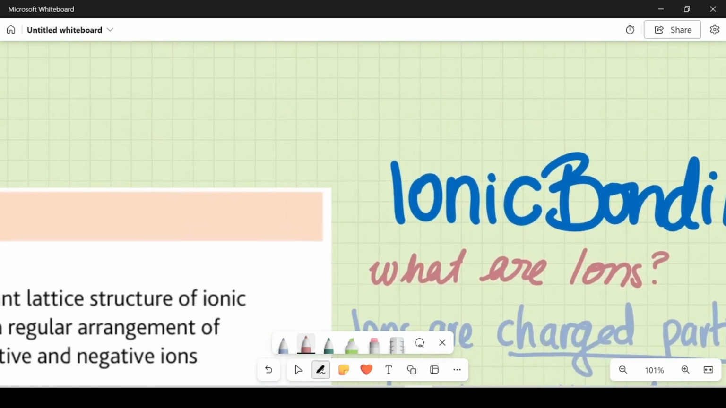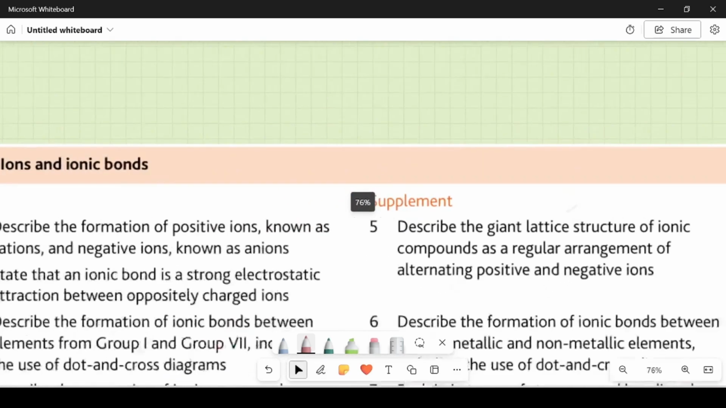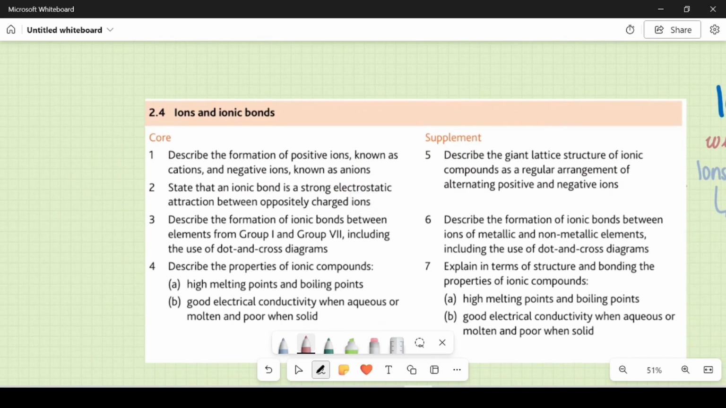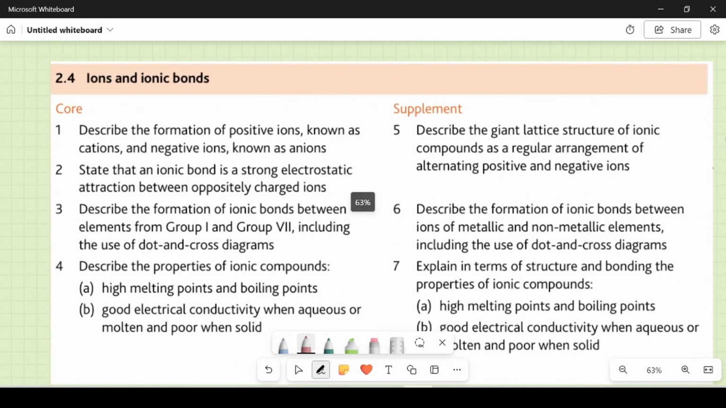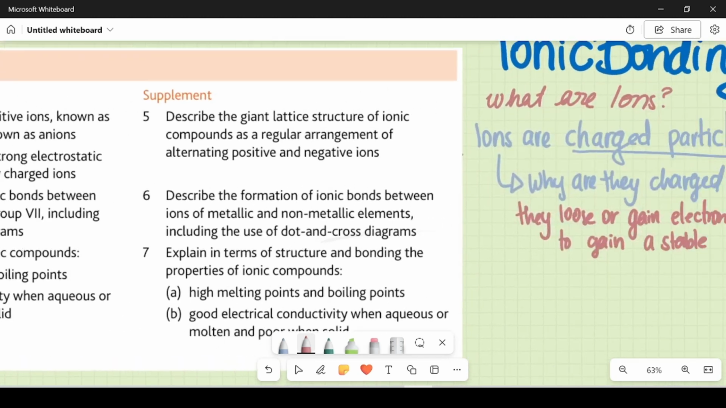On today's video, we're going to be talking all about ions and ionic bonding. That is 2.4 of your syllabus. First of all, you need to be able to describe positive and negative ions. And before that, we need to know what ions are.